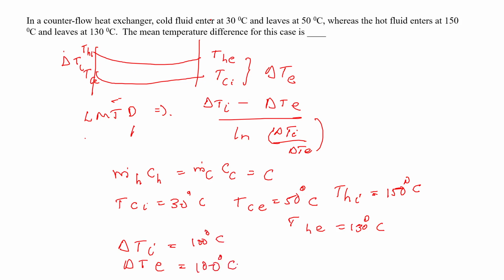What does this mean? Both the changes are equal, right? Both will be 100 degrees Celsius. So the heat exchanger is a balanced type counterflow. So the mean temperature difference in this case will be 100 degrees Celsius.